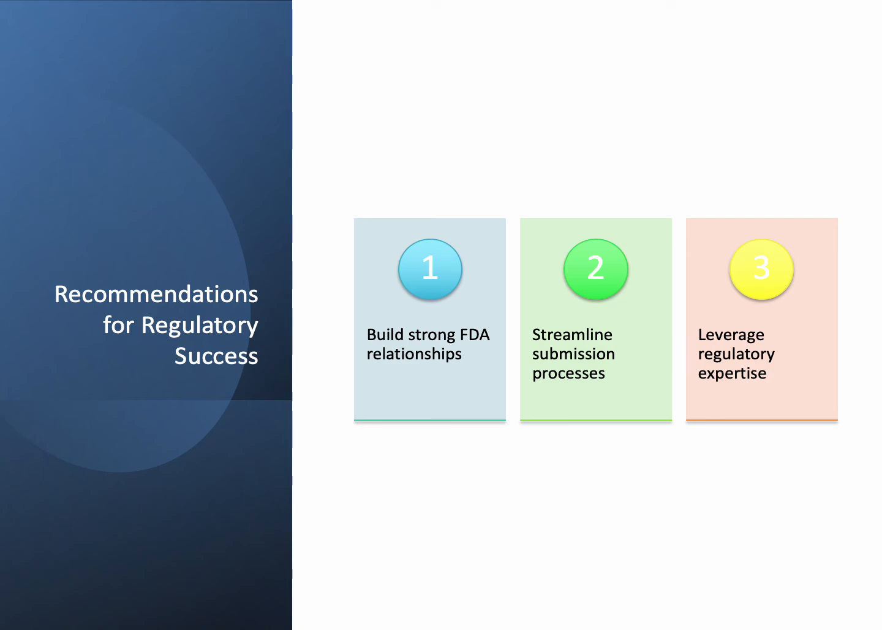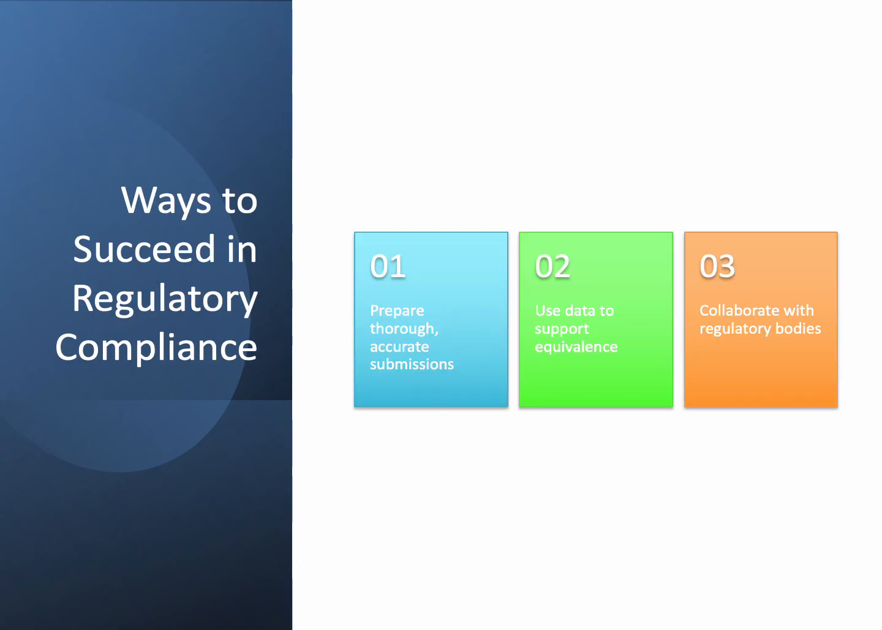This slide transitions to ways to succeed, where we'll explore additional success strategies. Following recommendations, let's explore additional ways to succeed in U.S. medical device regulation. Preparing thorough, accurate submissions involves detailed 510(k) applications with clear comparisons to predicate devices, ensuring no safety concerns. Using data to support equivalence means providing robust performance data, like a heart rate monitor's accuracy metrics, to secure FDA clearance. Collaborating with regulatory bodies, like engaging FDA's CDRH early, clarifies requirements and avoids delays.